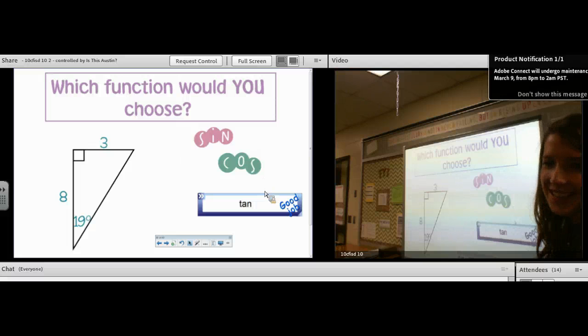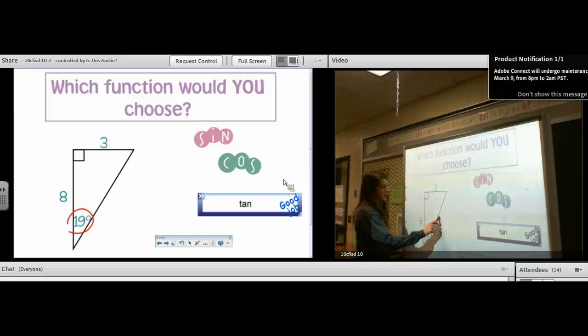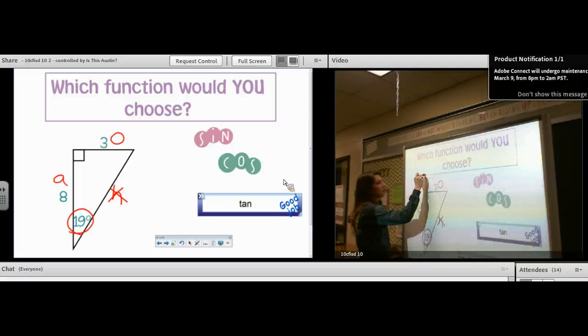Ding, ding, ding, ding, ding. Good job. Very nice. So here's our angle. Here's our hypotenuse. We're not using that because there's nothing there. This one's opposite and this one's adjacent. So it's the toa part of Sohcahtoa, and so it's tangent.